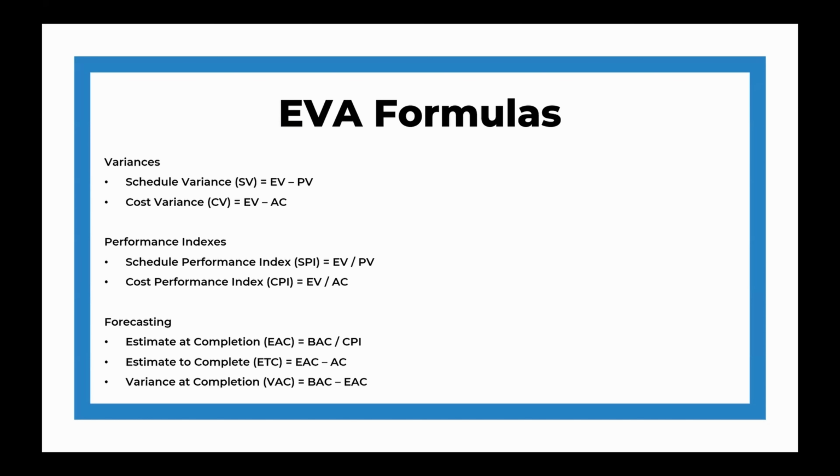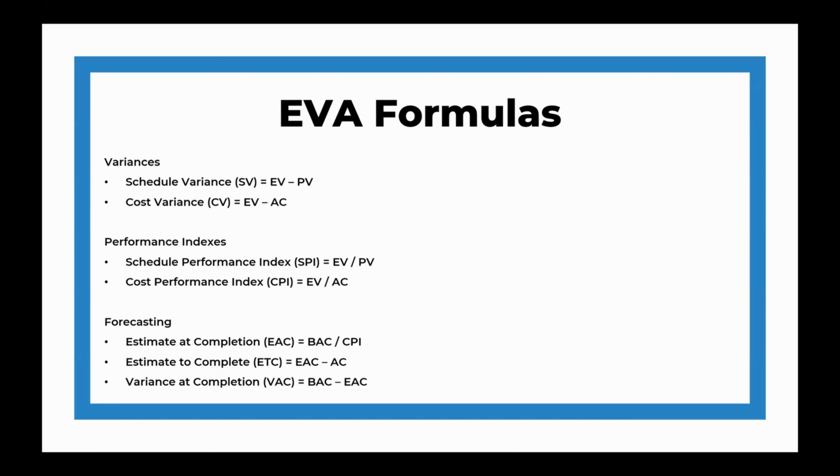Next, let's look at the performance indexes, which turn variance into ratios. Essentially, SPI, the schedule performance index, is EV divided by PV. An SPI below 1.0 tells us that we're progressing slower than planned. CPI, the cost performance index, is EV divided by AC. A CPI below 1.0 means we're spending more than we're earning in the completed work.